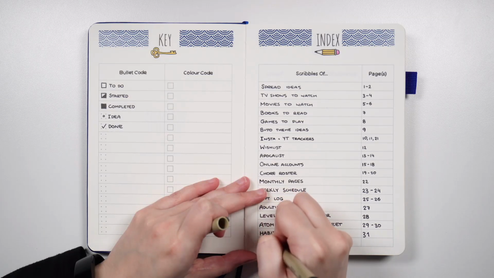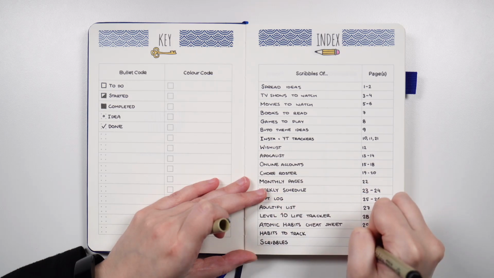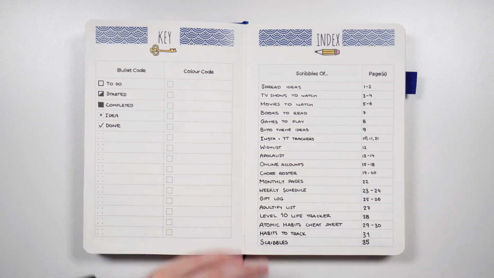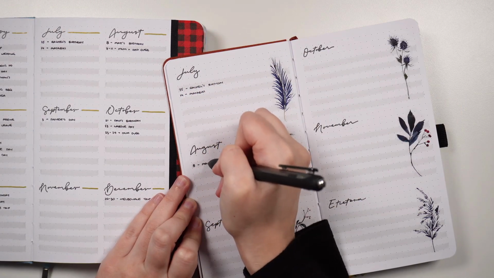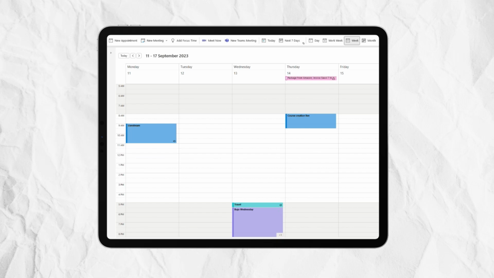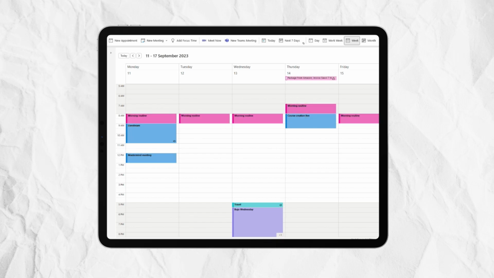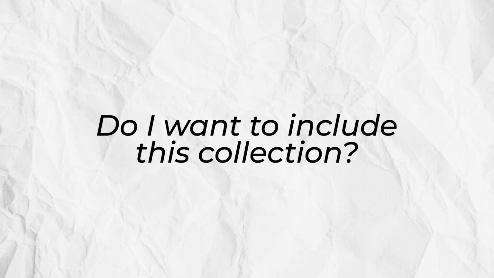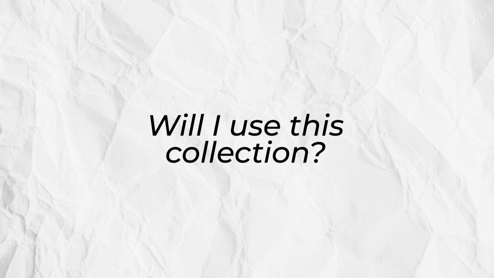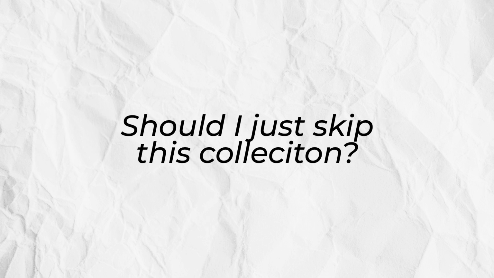If you're planning on having a lot of custom collections though, an index might be really useful for you, so you'd opt to put that collection in your stack. The future log is for date-specific future events, but if you're using something like a digital calendar alongside your bullet journal, then you might opt not to have a future log in your stack. For our 5 core collections, it's really just about asking yourself whether you want to include the collection and how you're going to use it, or if you're going to skip it.